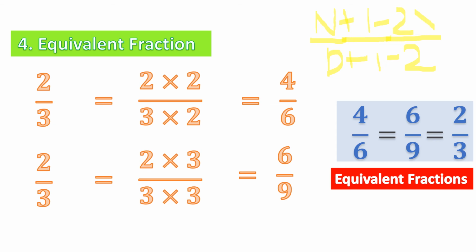If you multiply a number to the numerator, suppose you multiply 3 to the numerator, you have to multiply 3 to the denominator also. So whatever you do to the numerator, you have to do it to the denominator also. Why? Because only then there will be no net change. Net change means total change. There will be no change in the fraction.